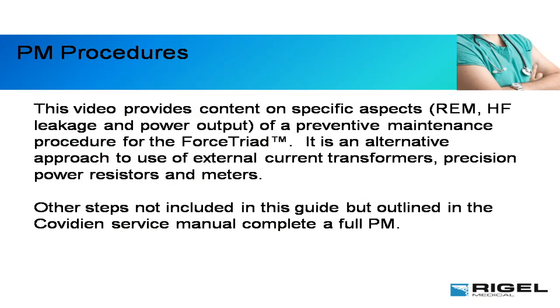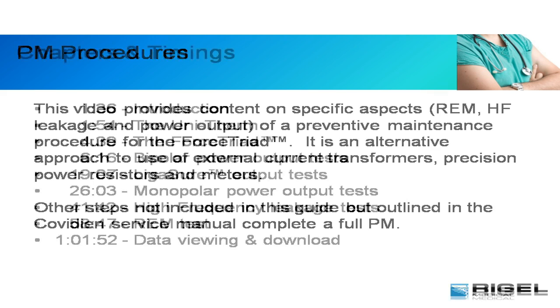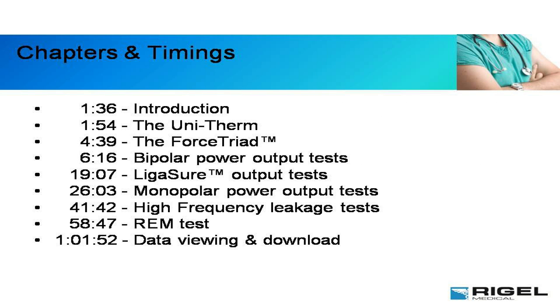This video provides content on specific aspects of a preventive maintenance procedure for the ForceTriad, including REM, HF leakage, and power output. It is an alternative approach to use of external current transformers, precision power resistors, and meters. Other steps not included in this guide, but outlined in the Covidien Service Manual, complete a full PM. For future review of specific sections of this tutorial, return to this portion of the video, refer to the topic list, and use the slider in your video player to fast forward to the appropriate section.